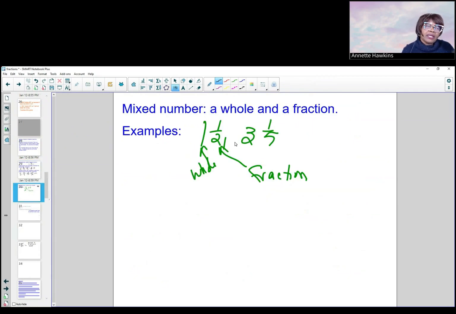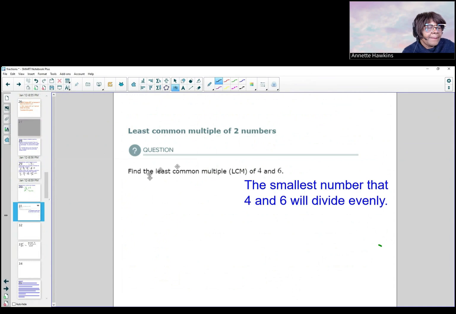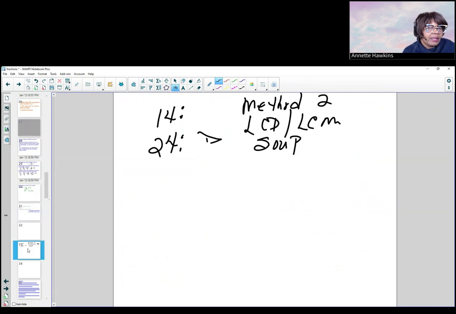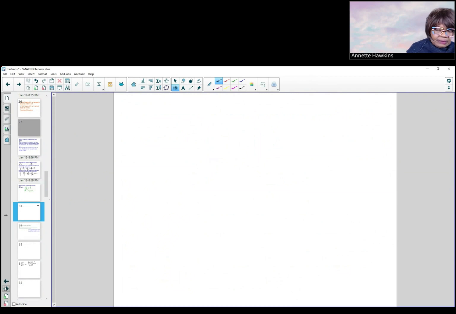All right, so a mixed number is a whole number and a fraction. This is the whole, this is the fraction. This is the whole, and this is the fraction. So this is a mixed number. Okay. So what I want to do is to take an improper fraction and change it to a mixed number. So let's do that.